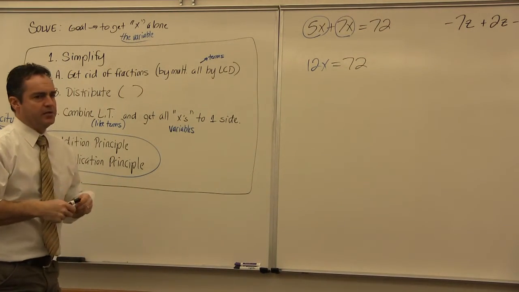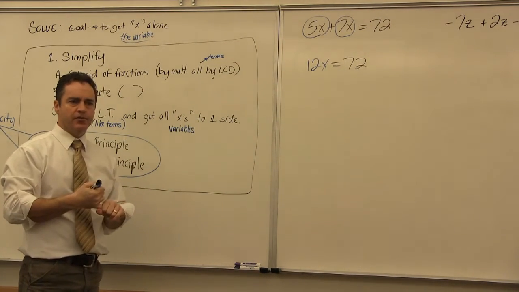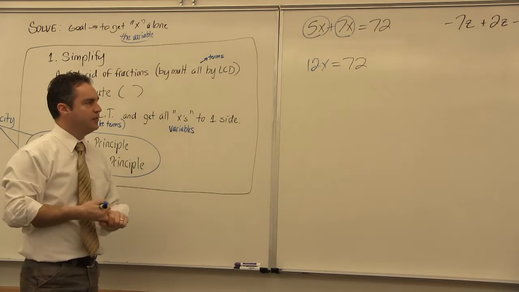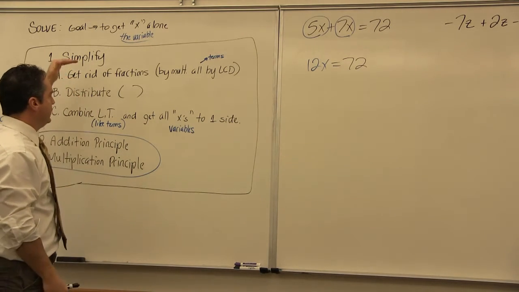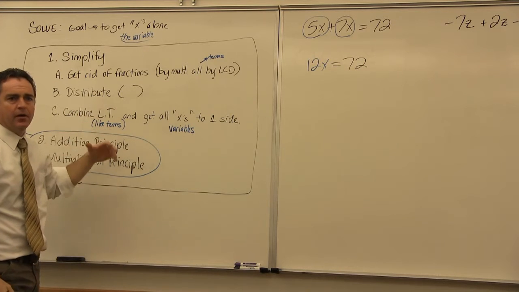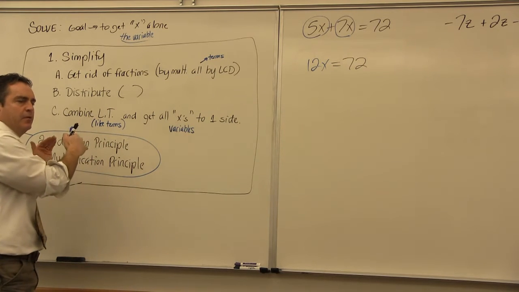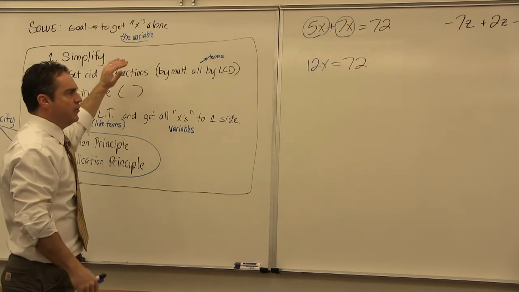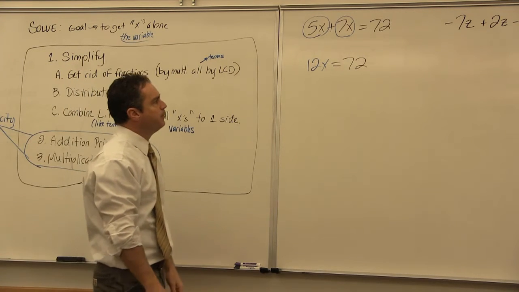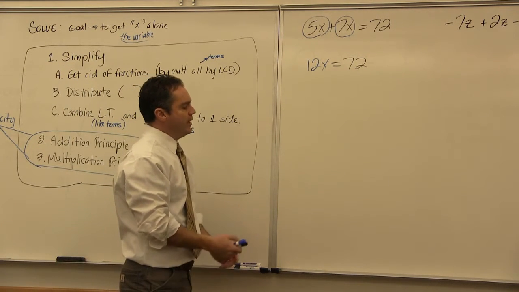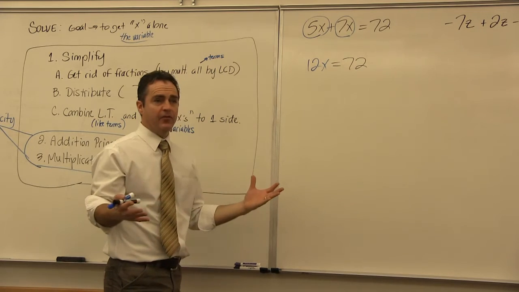Now, where am I getting these questions from? The questions, do I have fractions? Do I have parentheses? Do I have like terms? Are all my x's to one side? I'm getting them from this process here. I am turning these statements into questions to make sure that I'm addressing each step. 12x equals 72. I have found simplicity.